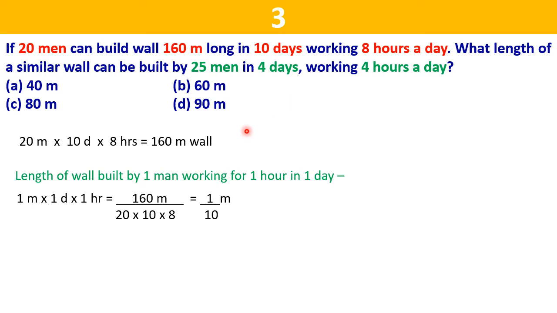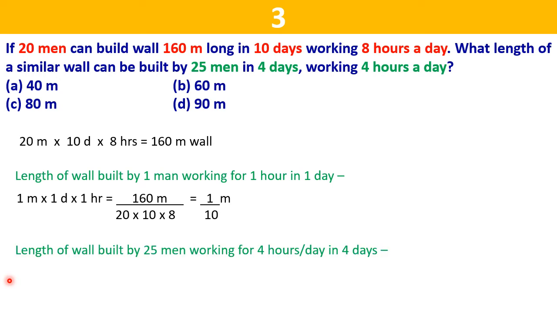We should multiply this 1/10 meter of wall with 25, 4 and 4 further, like this. Length of wall constructed by 25 men working for 4 hours a day in 4 days equal to 1/10 into 25 into 4 into 4. That is equal to 40 meter length of wall. Option A.